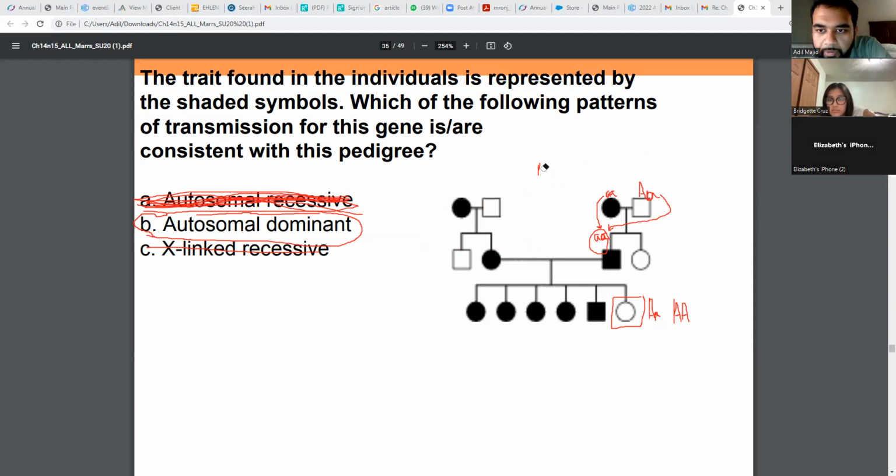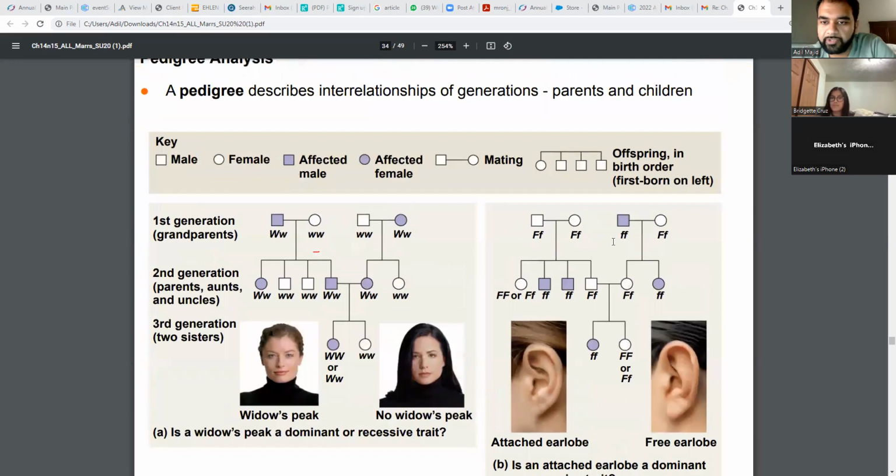But this was good, because I was so confused on this pedigree. I was just assuming, oh, most of them are shaded, so it's dominant. No, it doesn't work like that. But now I get it. Just because they're all shaded doesn't mean they're all dominant, just like I showed you here.